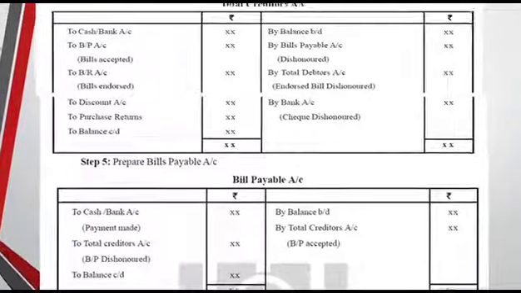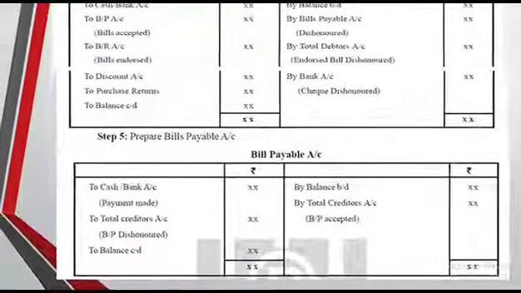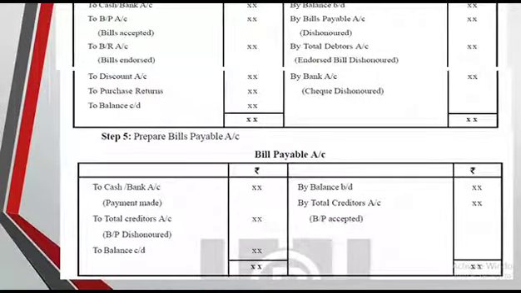The next account is the creditors account. With the help of this creditors account, we will find out how much amount we have paid to the creditor, or how much amount is left which is payable to the creditor, or, instead of paying cash to the creditor, how much acceptances we have given. After that we should be able to prepare the bills payable account.